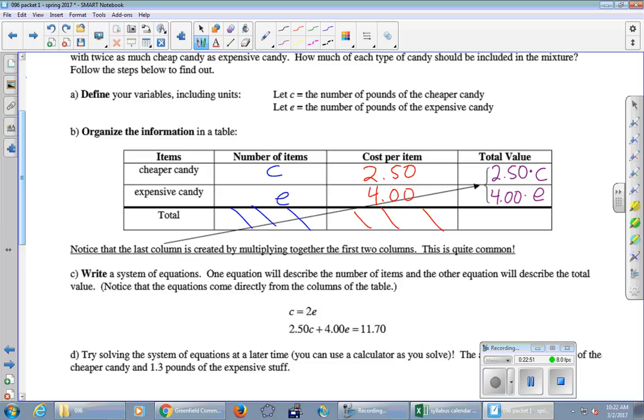We're going to see that a bunch with these tables. Even as the context changes for the problem, this last column is going to be the product of the first two if we set things up right. Okay, total value of the entire jar, is that given to us? It is. What is it? $11.70.